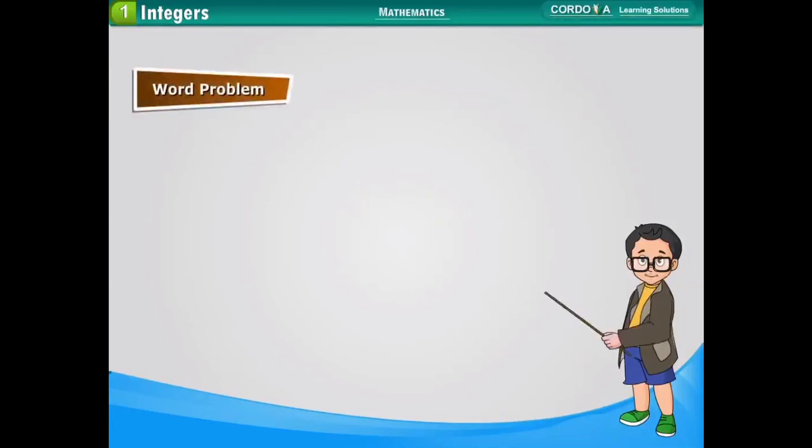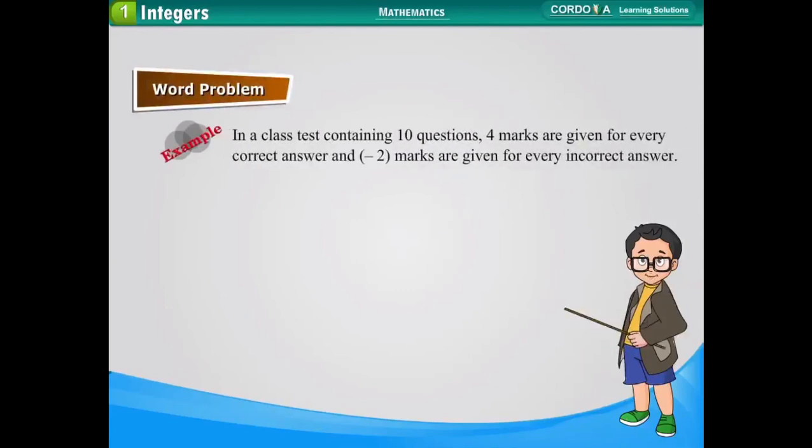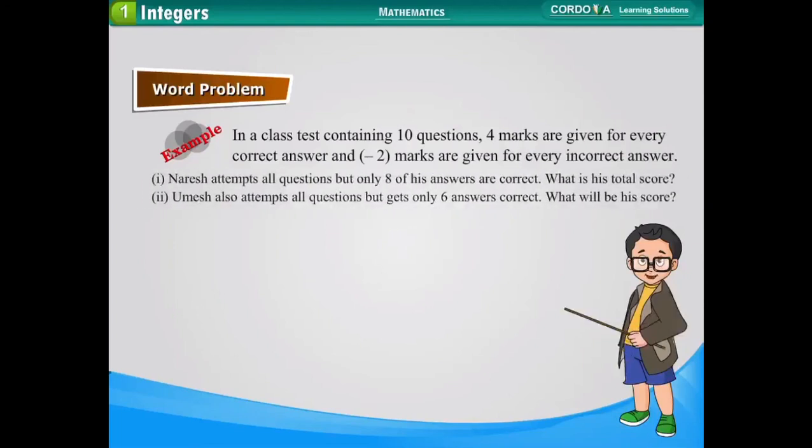Word problems. Example: in a class test containing 10 questions, 4 marks are given for every correct answer and -2 marks are given for every incorrect answer. Naresh attempts all questions, but only 8 of his answers are correct. What is his total score? Umesh also attempts all questions, but gets only 6 answers correct. What will be his score?